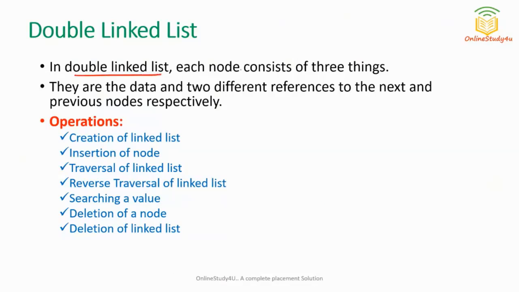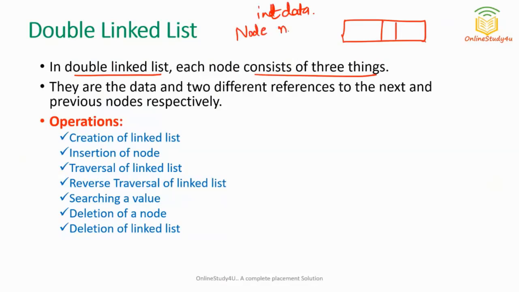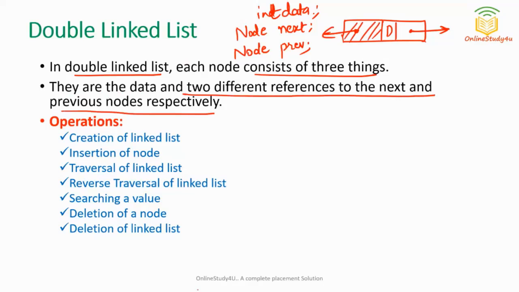So double linked list means what? Each node consists of 3 things. If we are declaring a node, we will create 3 variables. First will be int data, obviously you all know. Next will be the node type of the next node, which you all know from the single linked list. Now the new thing is that we are going to have a third reference, that is a reference to the previous node. So this is having the data, this is having the reference of the next node, this is having the reference of the previous node. So this part we are adding. Now they are the data and the 2 different references to the next and previous nodes respectively.